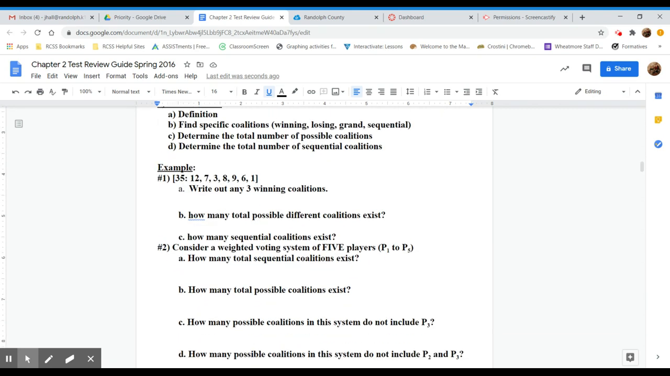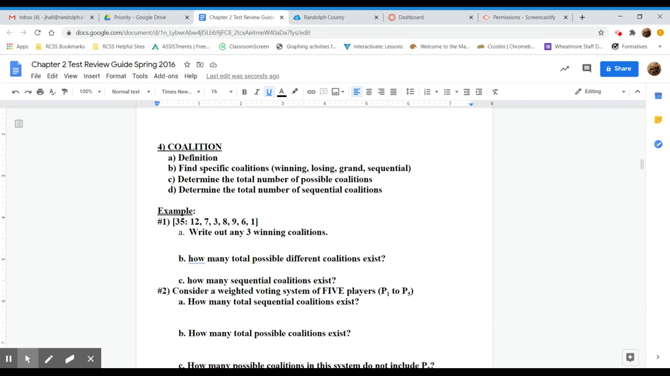Let's talk about coalitions. What is the definition of a coalition? It is a group of players. That's basically it. It doesn't have to be a winner, right? There are different types of coalitions. There's the winning coalition. Now that group of players meets the quota. There's a losing coalition. Now their coalition does not meet the quota. And there's the grand coalition. The grand coalition is all the players all in one group.